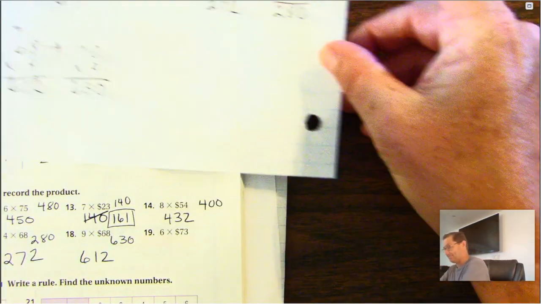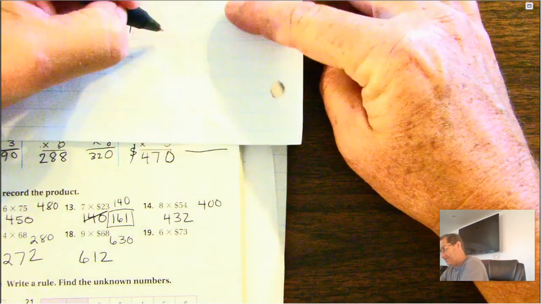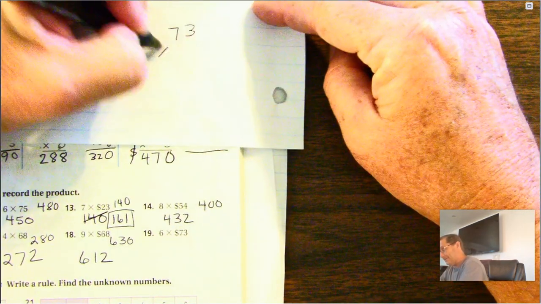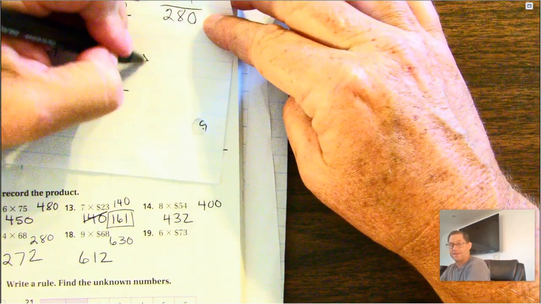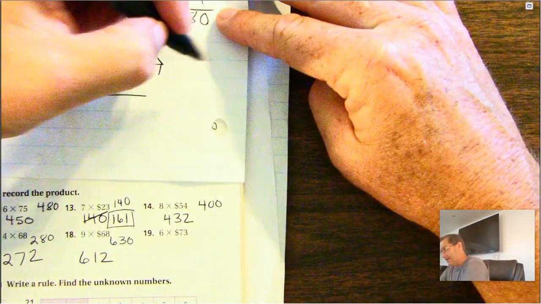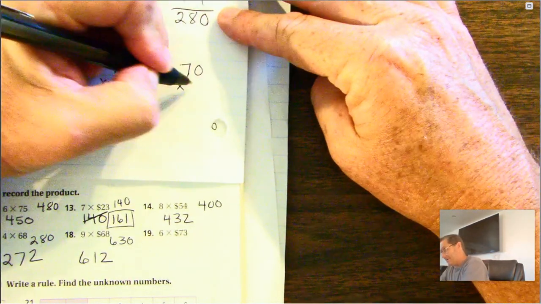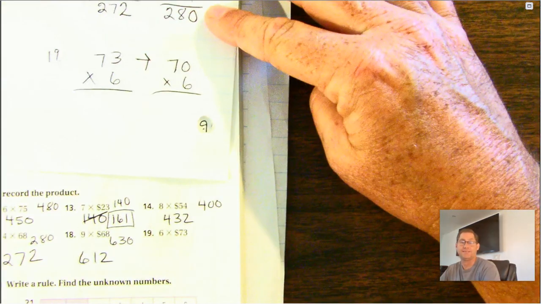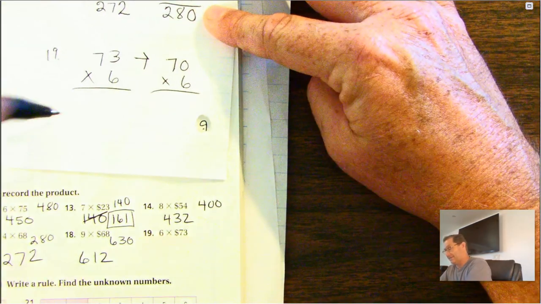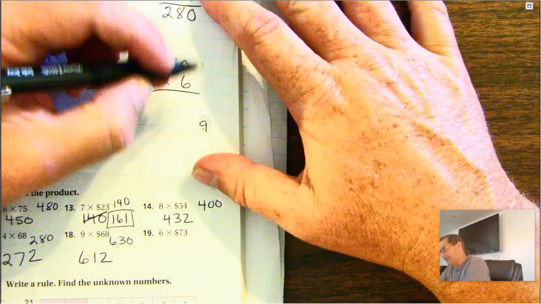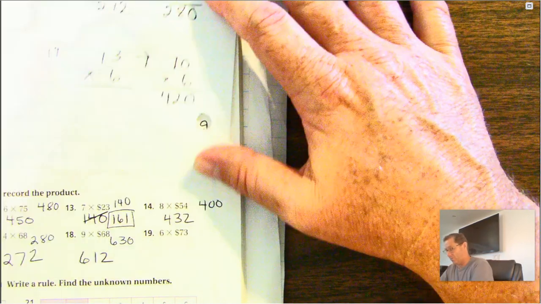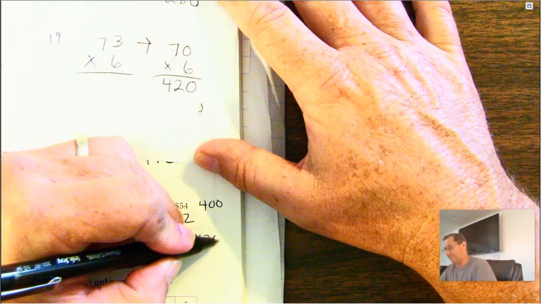Number 19, 73 times 6. 73 gets rounded down to 70, and we have 6 sets of those. Okay, 6 sets of 7 tens is 42 tens, or 420.